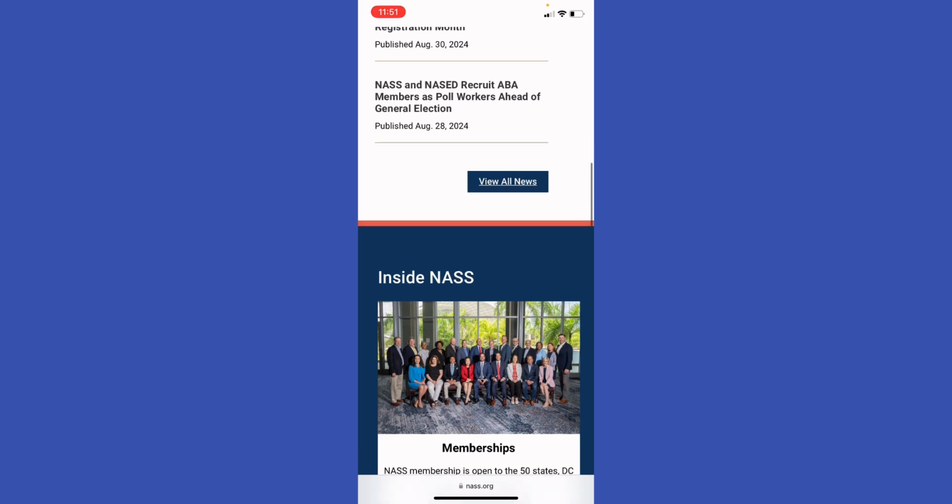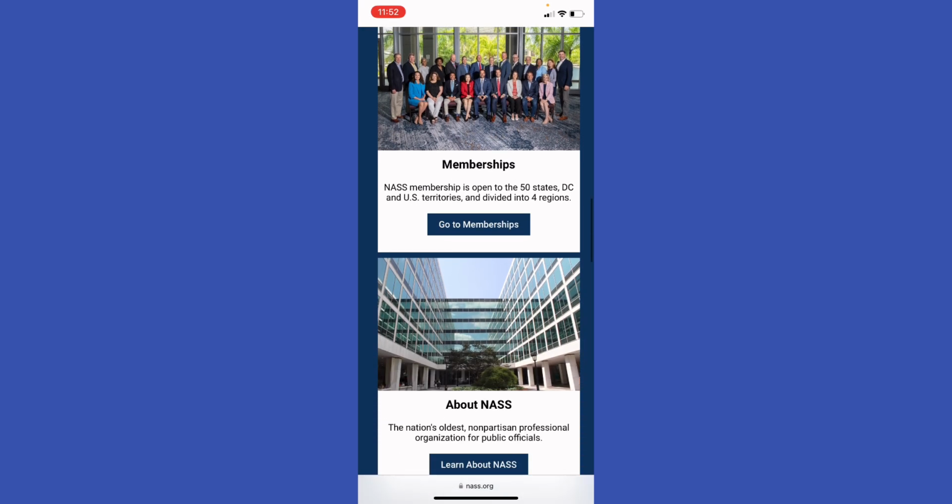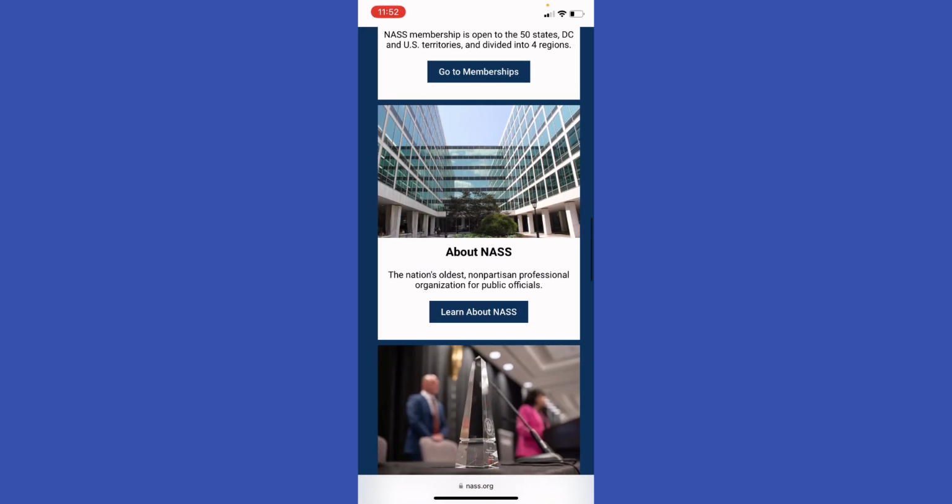ID. And if ID is required and you don't have it, ask for a provisional ballot, which allows you to vote and confirm your identity later. If possible, consider voting early or using an absentee ballot, as some states have different requirements for these methods. And always check your local election office for specific guidance related to your state.